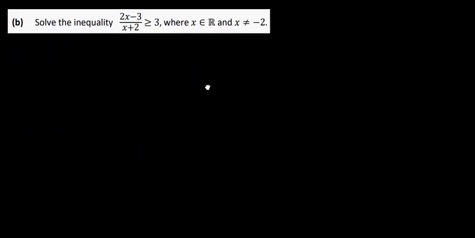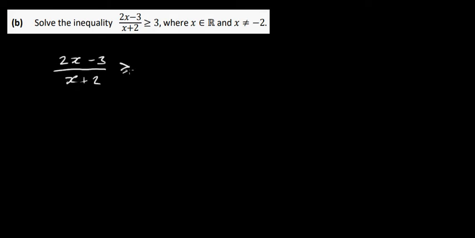Let's move down here. I think I have the second part here somewhere. So we have to solve this inequality here. So we have 2x minus 3 divided by x plus 2 is greater than or equal to 3. And we know that x is real and x can't be equal to minus 2, because that would give us a 0 as our denominator here. So we can't divide by 0.